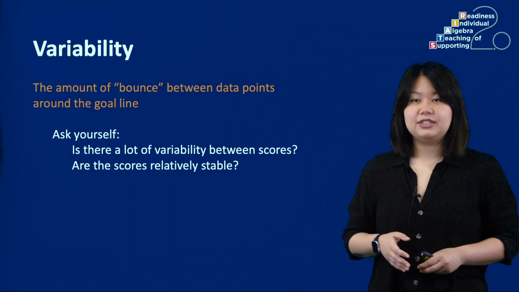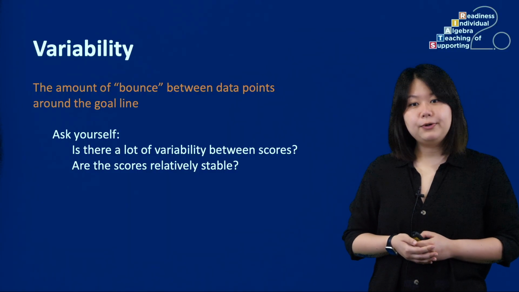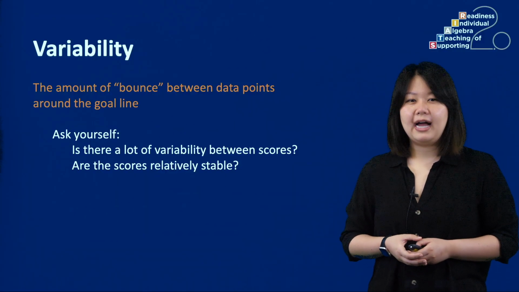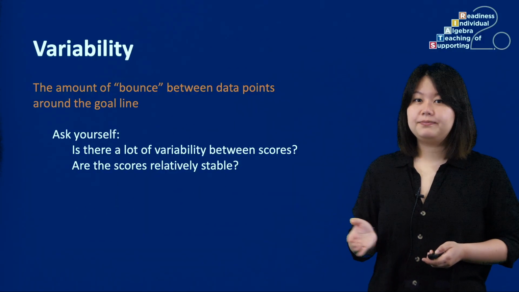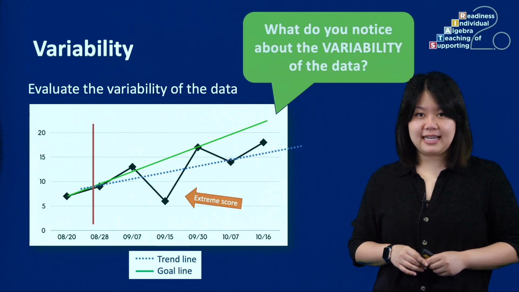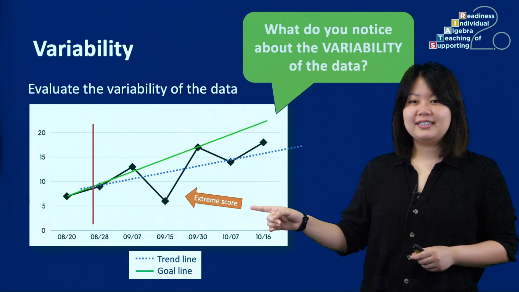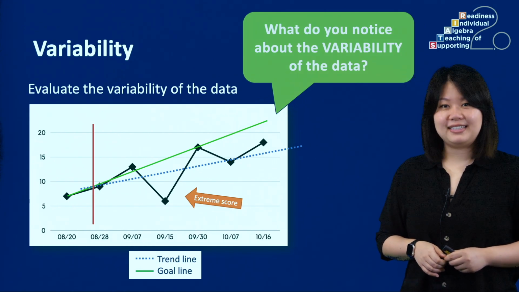You might ask yourself, is there a lot of variability between scores, or are the scores relatively stable? You want to consider why a student has variability in their data. Now, looking at this graph, what do you notice about the variability of the data? Here, you probably see that there's an extreme score that might be impacting the overall trend of the data.